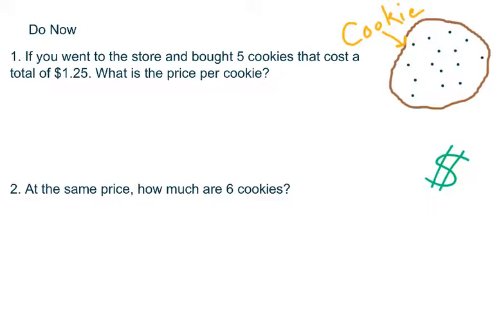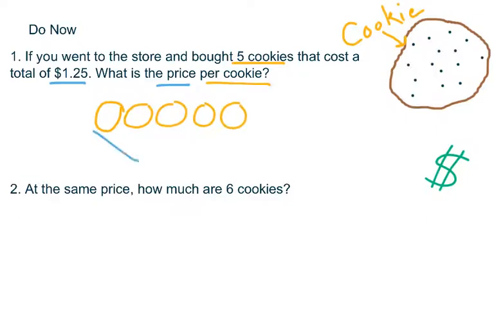Now that you have them solved, let's go ahead and solve. If you went to the store and bought 5 cookies that cost a total of $1.25, what is the price per cookie? So I know that I can use tape diagrams, I can use pictures to help me solve. So I'm going to go ahead and draw out my 5 cookies, and I know that the total of these cookies was $1.25.